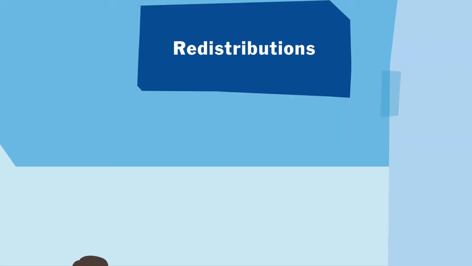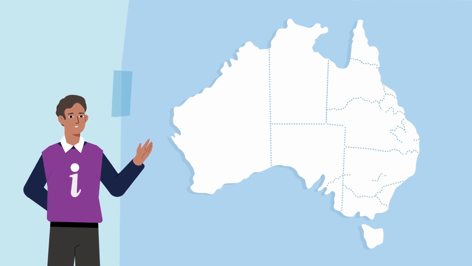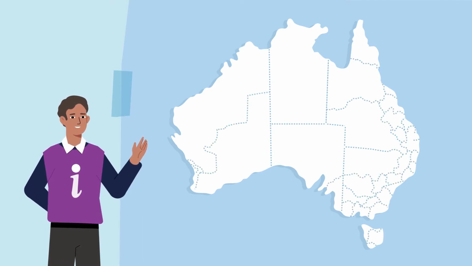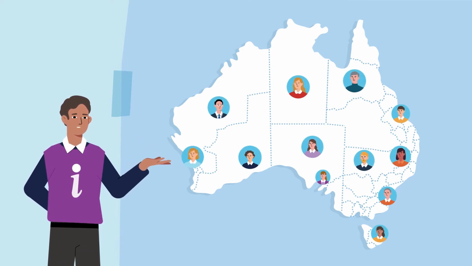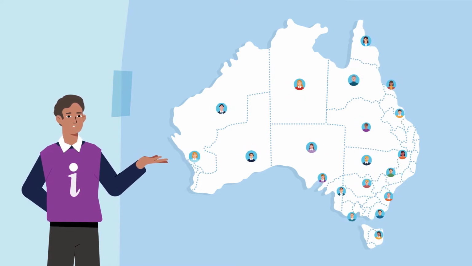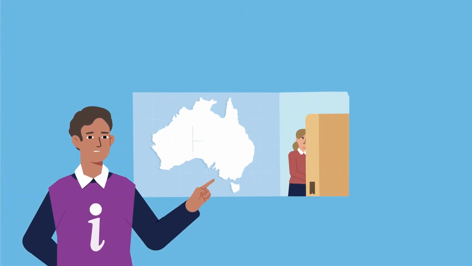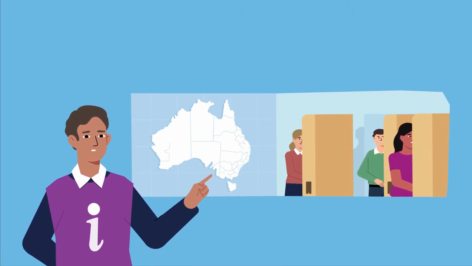Redistributions. Within state and territory borders, Australia is divided into geographic areas called electorates, electoral divisions or seats. The people in each electorate elect one person to represent them in the House of Representatives, where government is formed. Each electorate has an equal number of electors or voters within a given tolerance level.